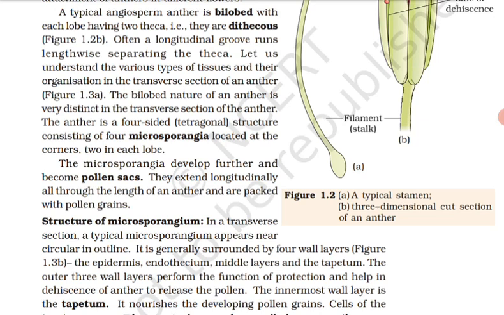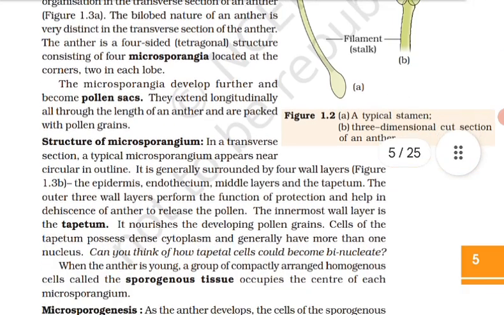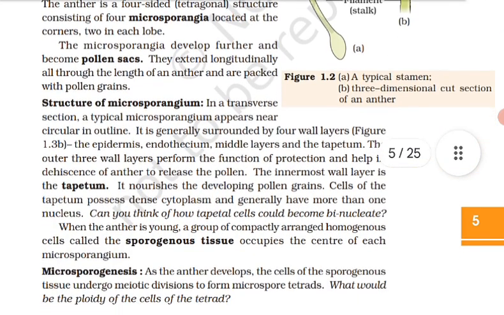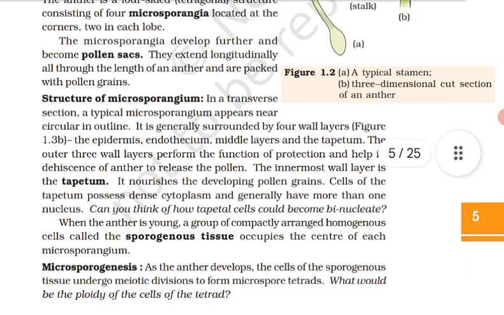The bilobed nature of an anther is very distinct in the transverse section of the anther. The anther is a four-sided, that is tetragonal, structure consisting of four microsporangia located at the corners, two in each lobe.